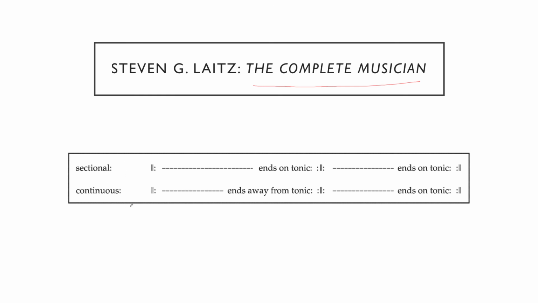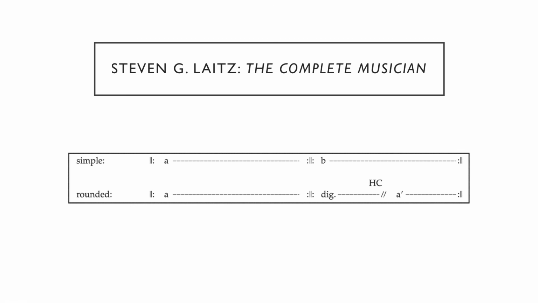That's all. In the book The Complete Musician by Stephen Laitz, there are some different usages. Sectional and continuous are the same, but in simple binary he also used lowercase letters to mark the sections. We don't use them. We are going to use only uppercase letters to mark the sections. And in rounded binary form, he used the term digression instead of B. But for now, we are going to use A section, B section, and A prime section also for rounded binary form.